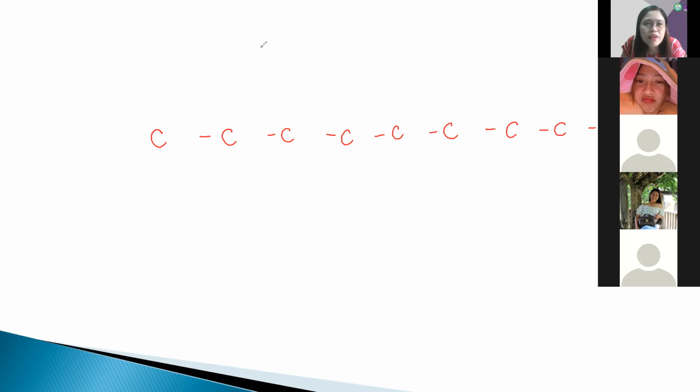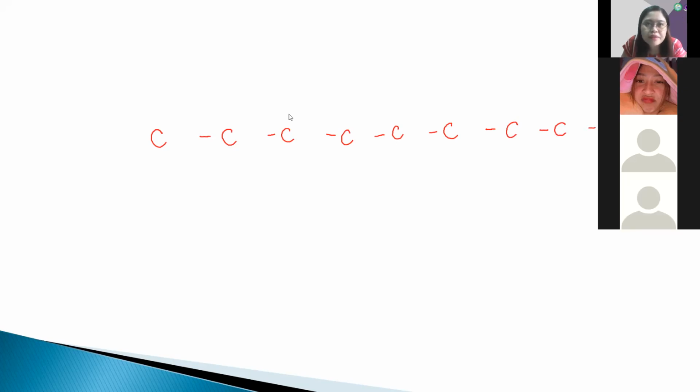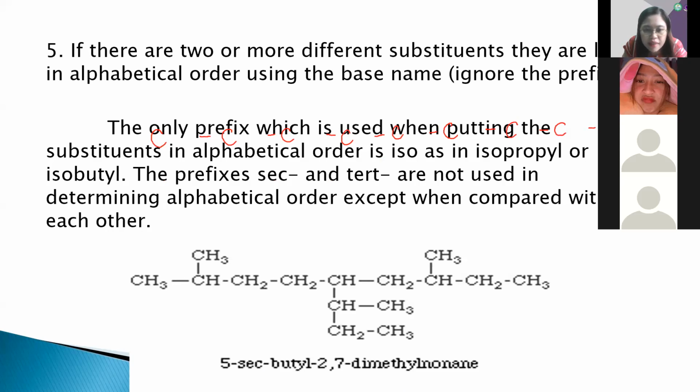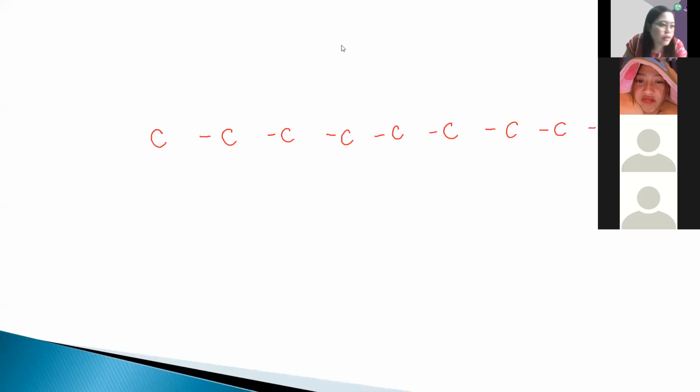Tapos, ano yun? 2,7-dimethyl. 2,7. 2, 1, 2, 3, 4, 5, 6, 7. And then 5, 1, 2, 3, 4, 5. Nandito yung ating butyl. Later ko na isusulat si butyl. Fill in ko muna ito with hydrogen.